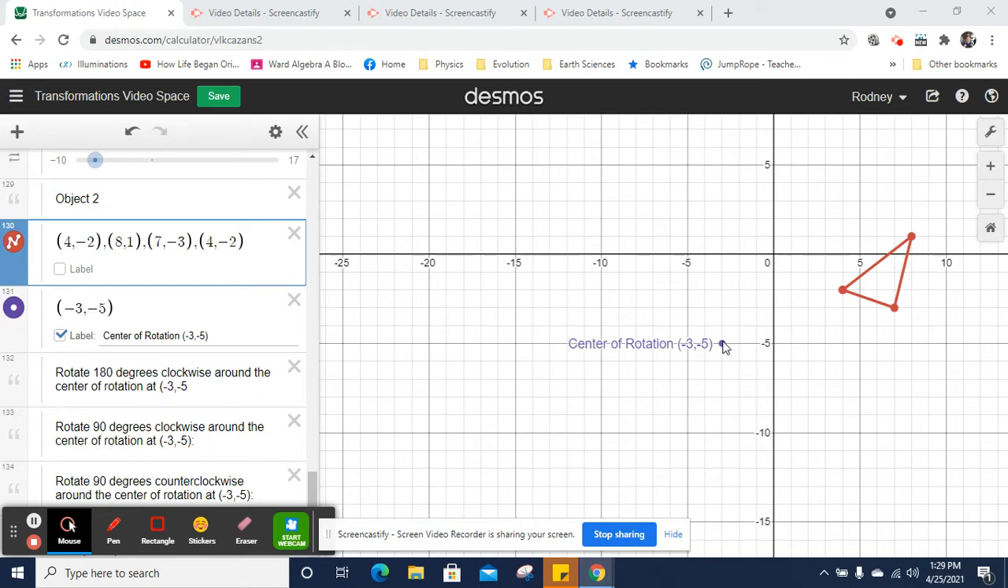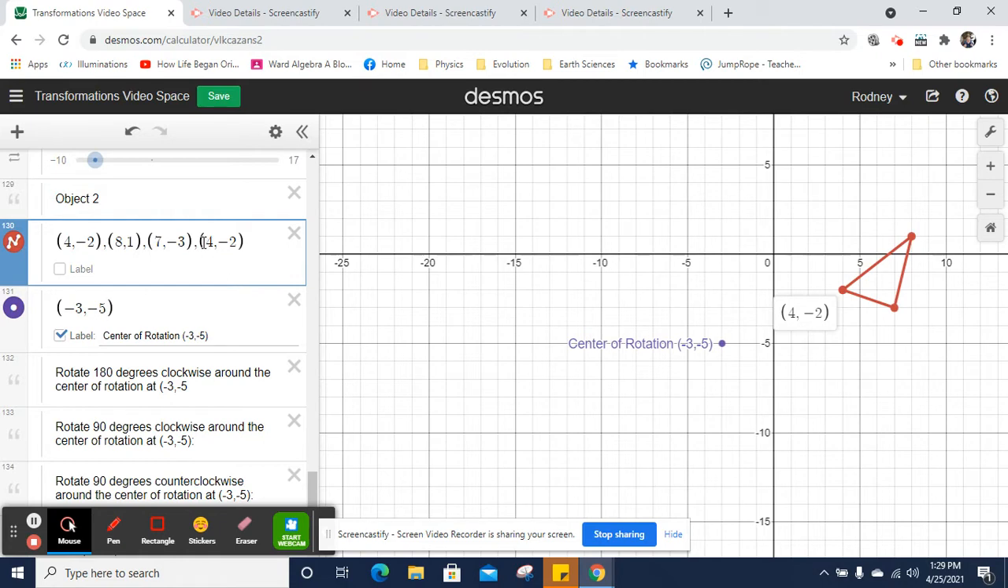Now, you could eyeball this, of course, from -3, -5, to 4, 2. We know that from -3 to 4 is over 7 to the right, and from -5 to -2 is up 3 vertically. So to the right 7, up 3. This is going to be down, so down 7 instead of right 7, right 3. This would be left 7, down 3, and this one should be up 7, left 3. So those would be all of those points.